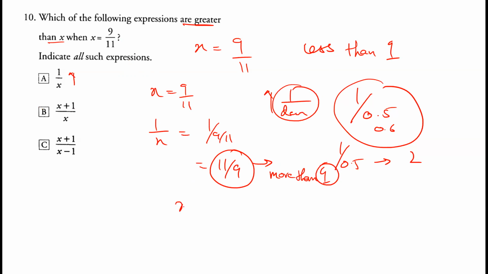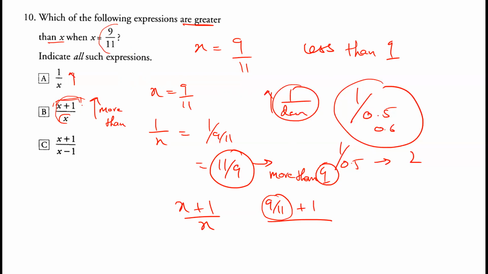Now option B, x plus 1 over x. We need to understand 9 by 11 is a decimal number. If we add 1 to it, this numerator will be more than 1. And x again is your decimal. So a numerator that is more than 1 divided by a decimal, the whole expression would be a number that is again more than 1. If the numerator is equal to 1 or more than 1 and it is divided by a decimal number, the whole number would become more than the numerator. So this also holds true.